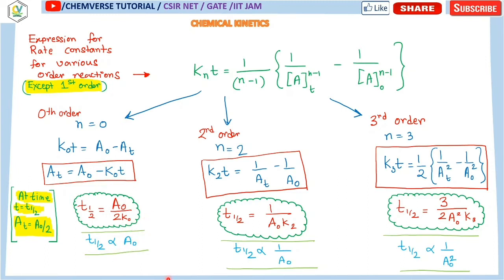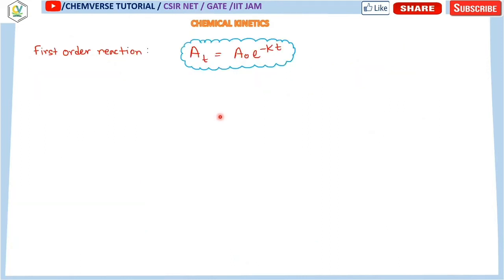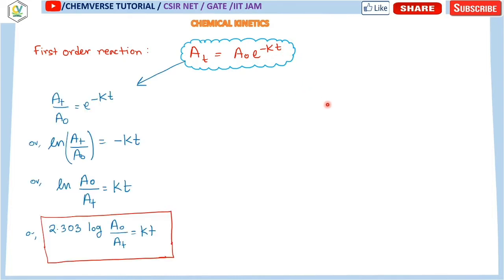And from here you can easily identify the relationship between the t half and the initial concentration of the reactant. You can see over here that for 0th order reaction it is proportional to A0. For second order it is inversely proportional to A0. For third order reaction it is inversely proportional to the square of A0. A0 is nothing but the initial concentration of the reactants. So what will be the case of the first order reaction? For first order reaction, just remember this term. It is At, the concentration of the reactant A at time t, and it will be the initial concentration of the reactant times e to the power minus Kt, where t is the time and K is the rate constant.